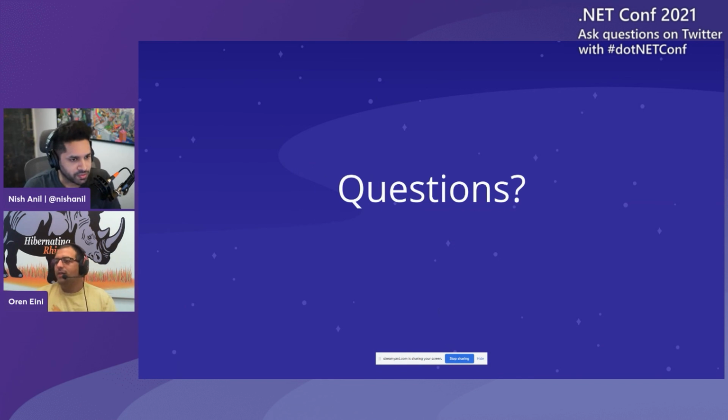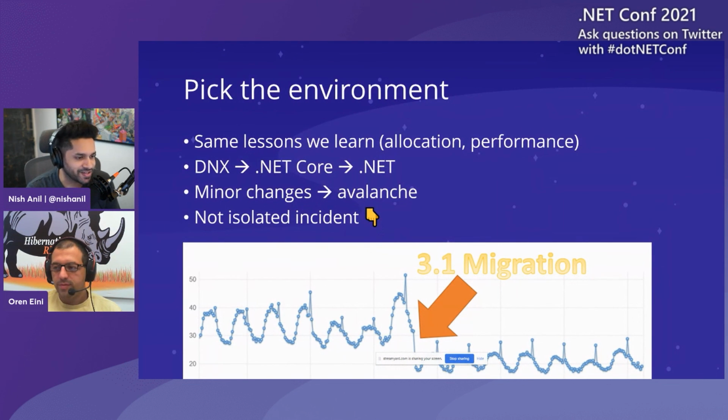Yeah, Oren, that was a very, very insightful session, giving an idea about the journey to .NET Core to .NET, and specifically the last slide, which you showed about the 3.1 migration and the performance boost there. It's really, really nice to see that, especially in something like where you're using RavenDB, right?